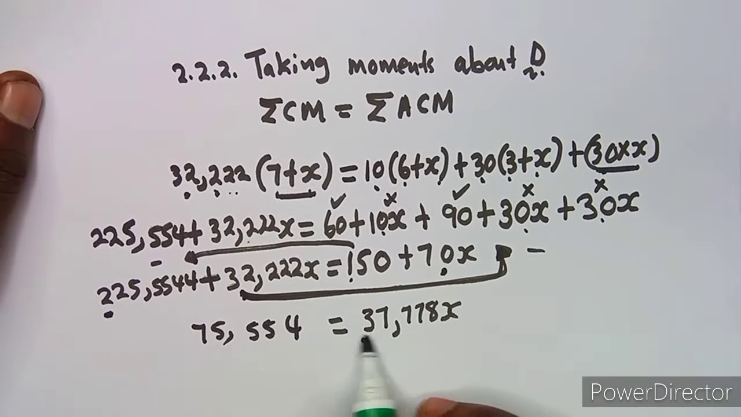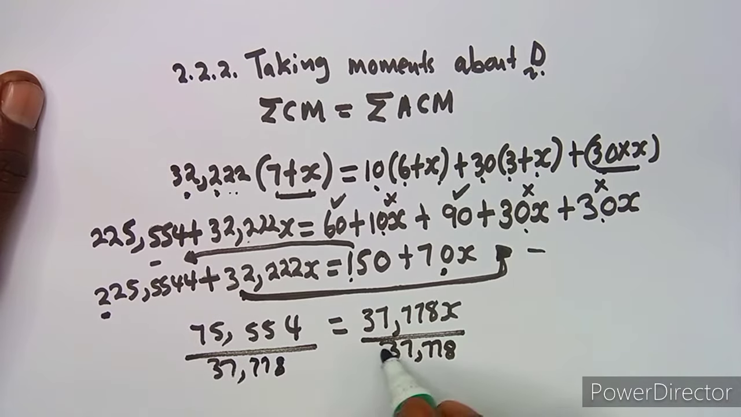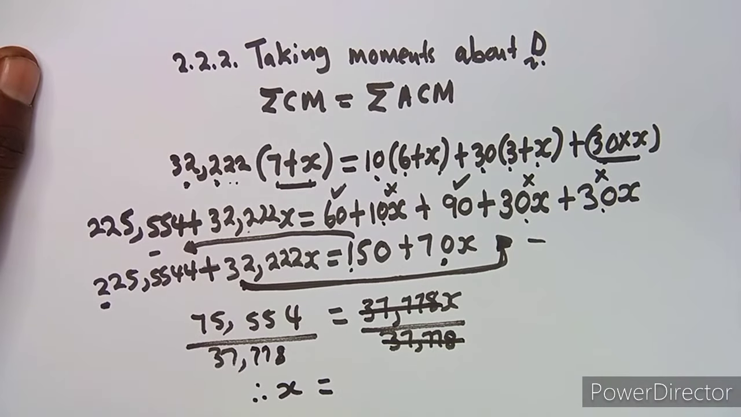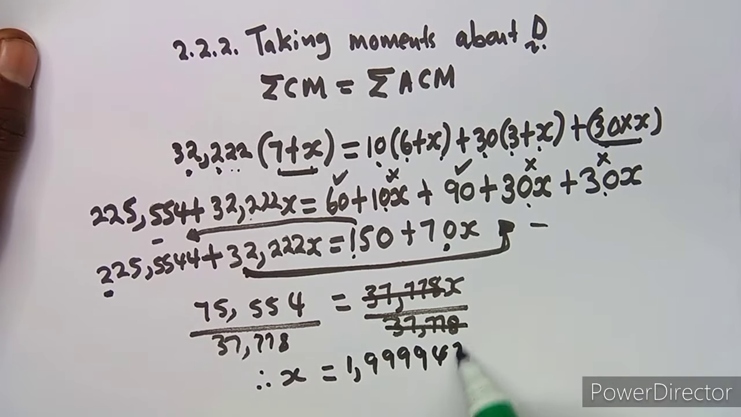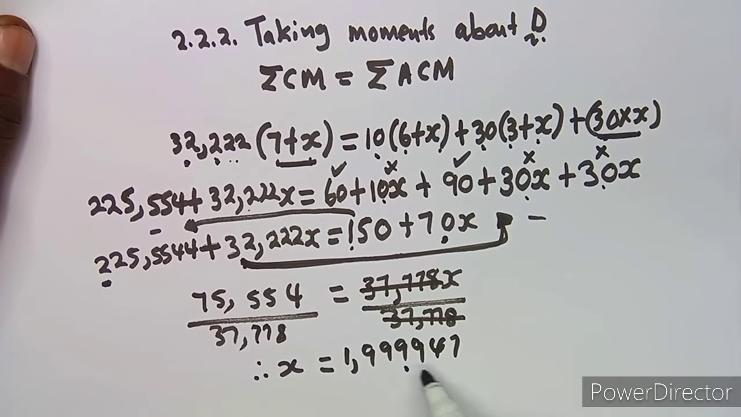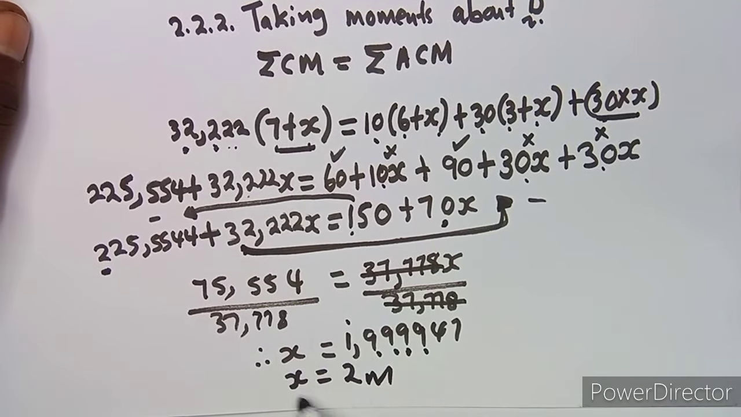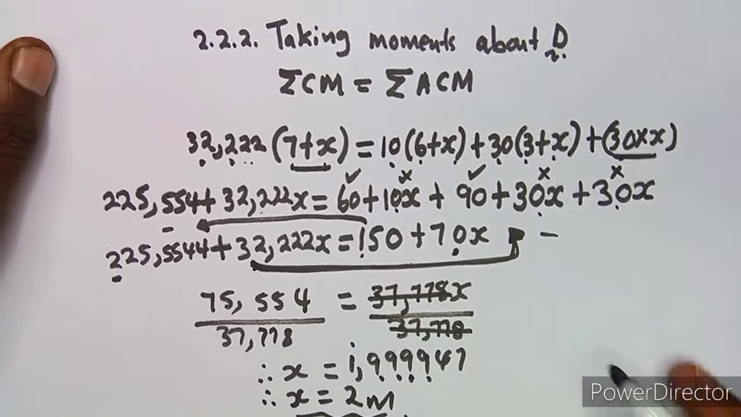So to find X, definitely I have to divide by 37,778. This is gonna cancel here. So therefore our X is going to be something like 1,999, another 947, guys. If we round off to 3 decimals, this is going to give us 1.999, which changes to 2. So therefore our X is going to be 2 meters.